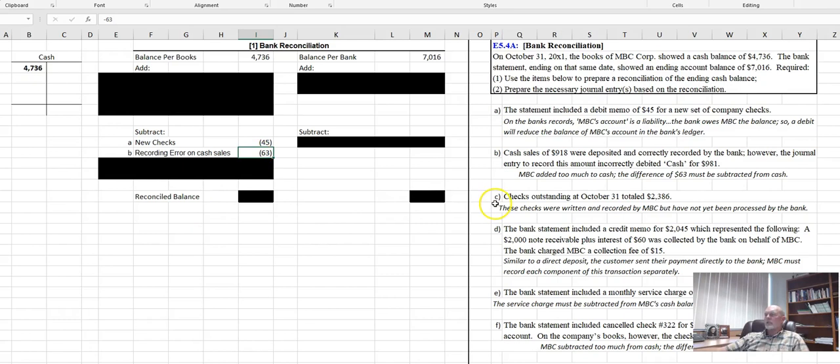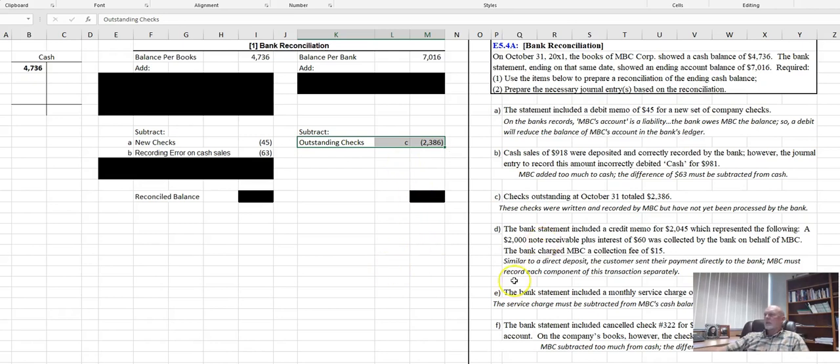Okay, item C, checks outstanding at October 31 were $23.86. Remember, an outstanding check is a check that we've written, we've already recorded it, but it's still out there. The bank has not processed it yet. As soon as the bank processes it, they will subtract it from their balance, and so we'll do that here to update the bank statement balance.